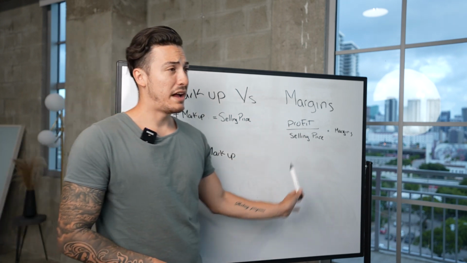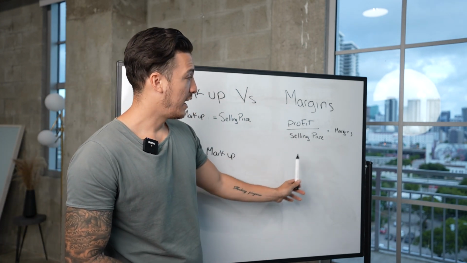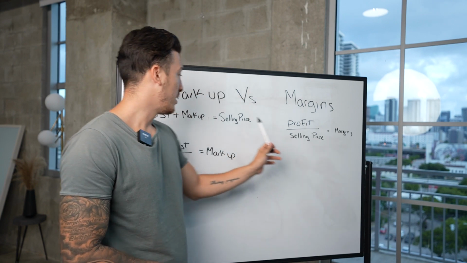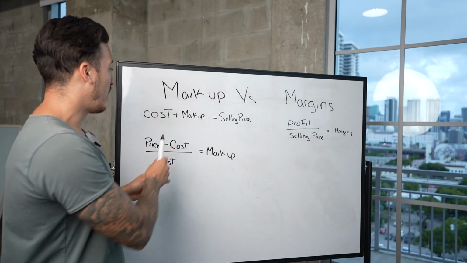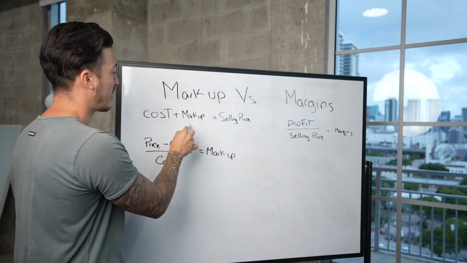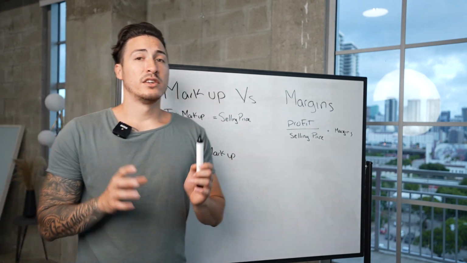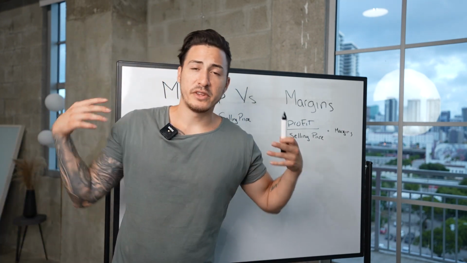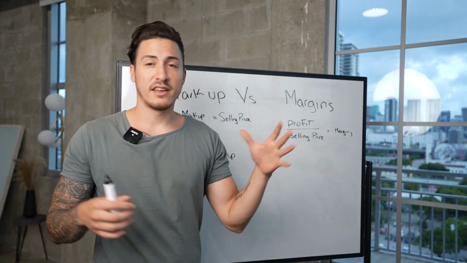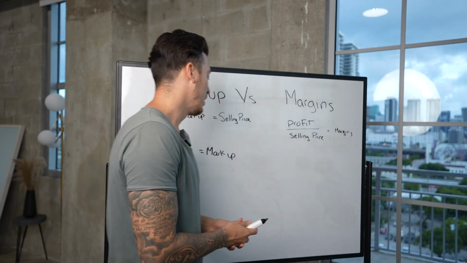The margins come after you figure out your cost and your profit. Markup is something you have to figure out even when you have your cost. You figure out your markup and then you get your selling price. So let's go with an example. That's going to be the easiest way to understand. Other than that, you're going to be confused just as I was when I was looking these things up.